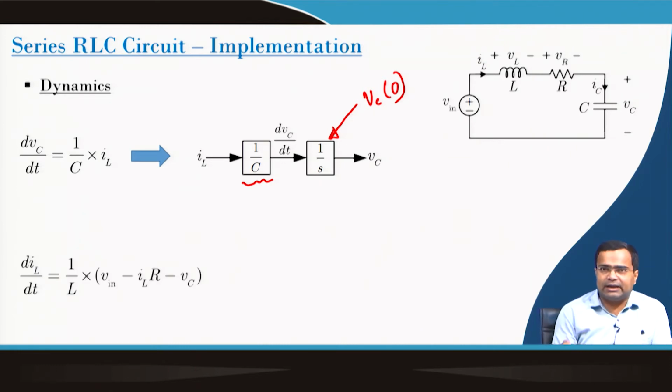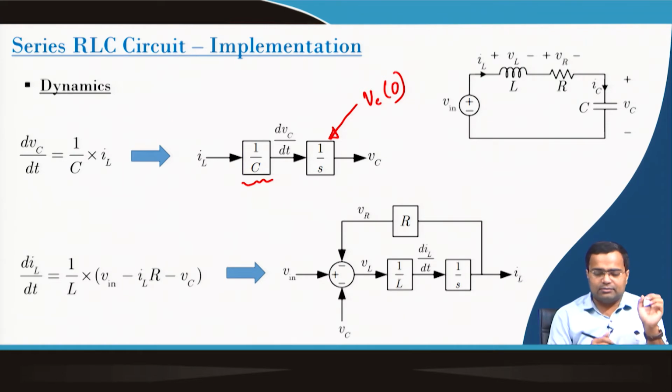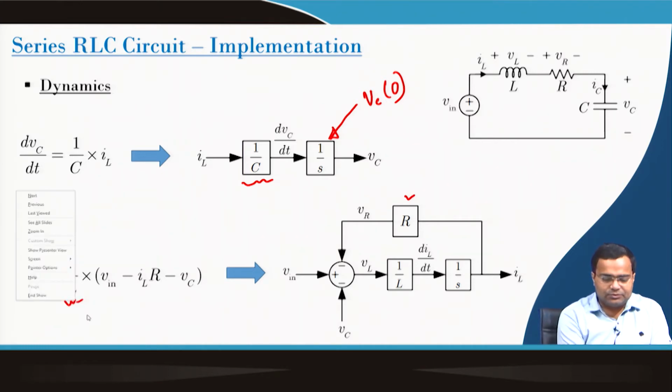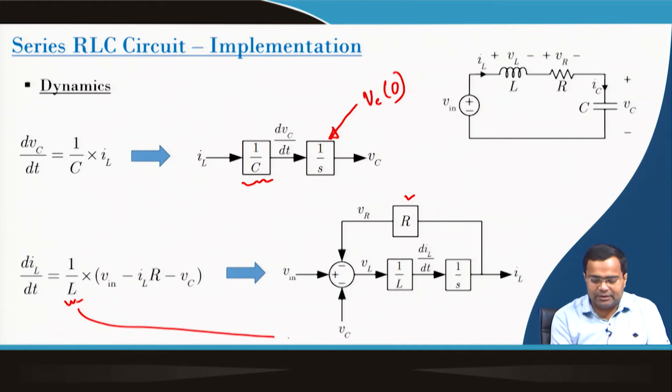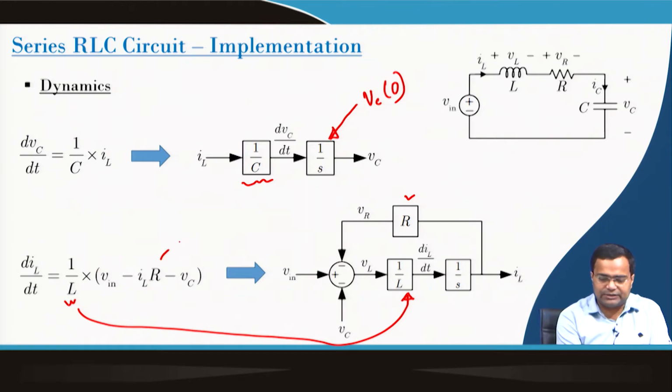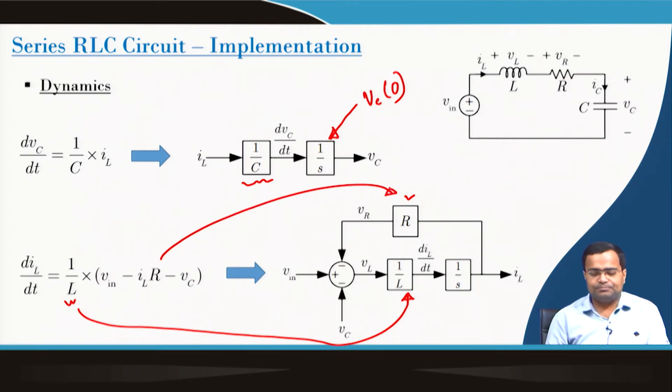If we consider inductor current dynamics, then we can draw the block diagram, because the resistance is constant and it has 1/L, which is shown here, and this resistance is shown here. And we can implement the whole circuit. This is our capacitor voltage, this is our input voltage, and this is our inductor current, and here we can again set the initial value of the inductor current.